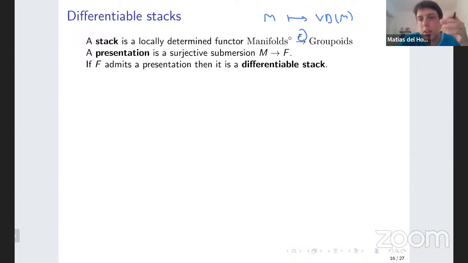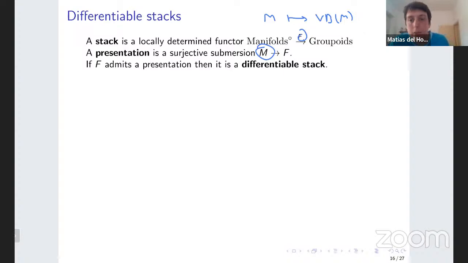So in any case, a stack appears typically when working with moduli problems. And what is a presentation of a stack? It's a submersion from a manifold. So this space M is a versal space. It covers every instance of the classification problem, but with multiplicity. And we are going to say that if F admits a presentation, then it is a differentiable stack. This is going to be the definition.